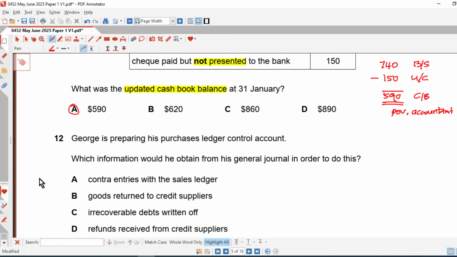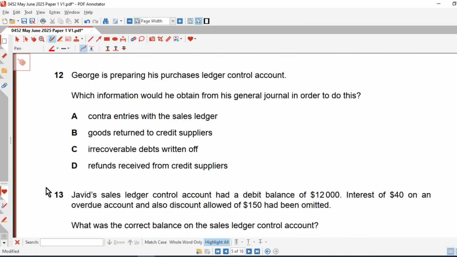Let's move on to question 12. George is preparing his purchases ledger control account. Which information would he obtain from his general journal in order to do this? So you're preparing the purchases ledger control. Purchases ledger, we are looking at the payables. So which item from the general ledger are you going to make use of?